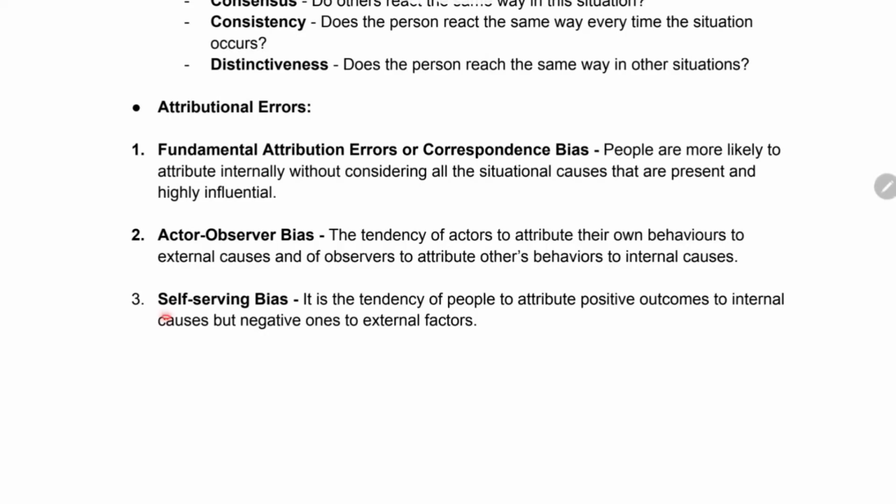Lastly, we have the self-serving bias. It is the tendency of people to attribute positive outcomes to internal causes and negative ones to external factors. This is another very common mistake. Take an example that you failed a test. You are most likely to attribute it to external factors like the difficulty of the paper, the teacher's harsh grading standards, and even your luck. But if you had passed that exam and got complimented by your teachers, you will attribute it to internal causes like your ability, your hard work, and the effort that you put into it.